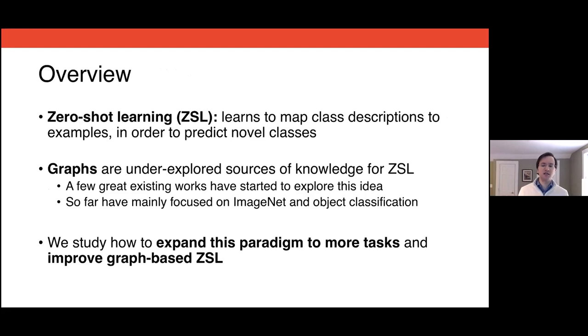The reason I'm particularly excited to talk to this audience is because graphs are, I think, a really powerful but underexplored tool for zero-shot learning, because they capture a lot of information about the world in a way that we can potentially exploit. There are a few great existing works that have started to explore this idea. Primarily, they've been in the computer vision community and focused on object classification using the ImageNet graph. Towards the second half of the talk, I'll get to what we're doing in our group to expand this paradigm to a wider range of tasks and domains, and more generally improve graph-based zero-shot learning to make it a more general purpose tool.